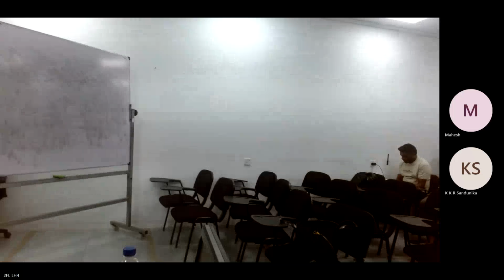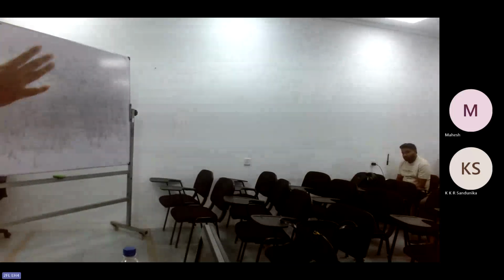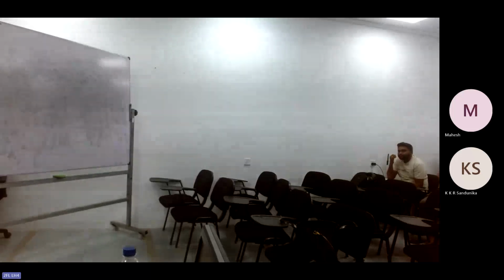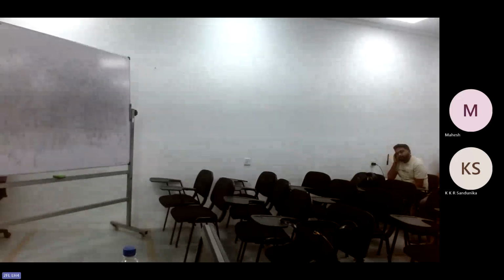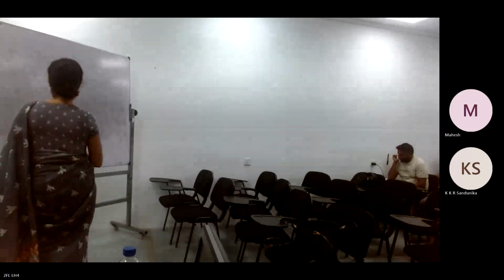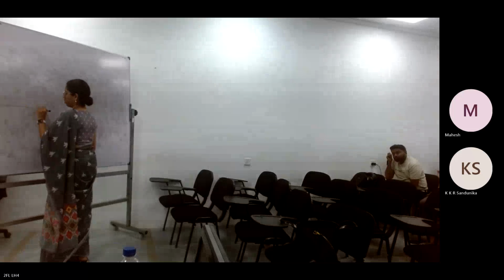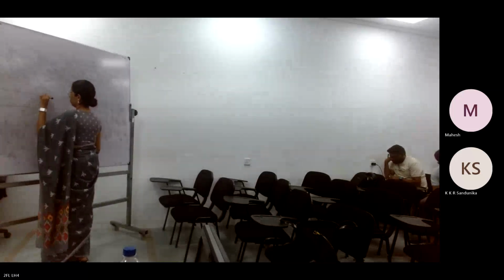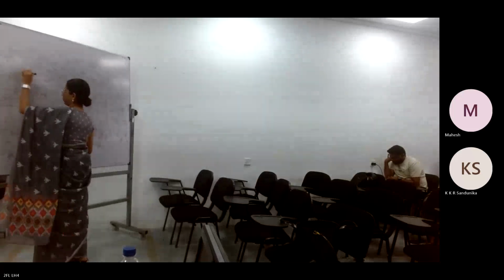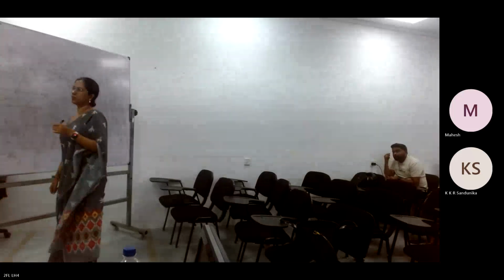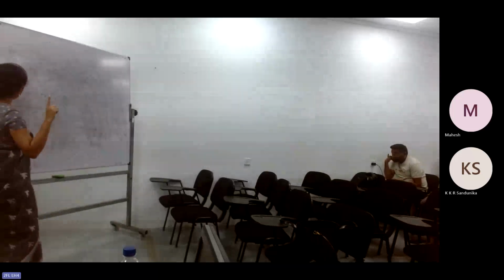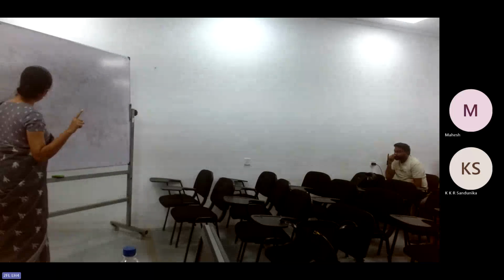So now, by looking at the diagram you just drew, we are going to check how they decide the profit maximum. If MC is greater than MR, that means here MC is greater than MR.